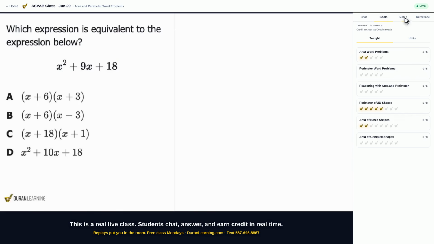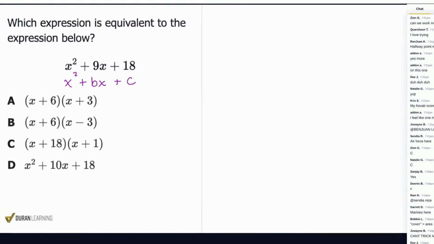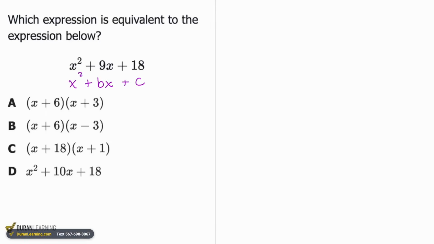Just to remind you, what we're looking at is x squared plus bx plus c. Here's the rule: we're going to find the factors of c that add to b. So, my party people, help me out. What is c in this problem? Give me the exact number. That's going to be 18. Excellent. Now, what is the b number going to be? That's going to be 9.